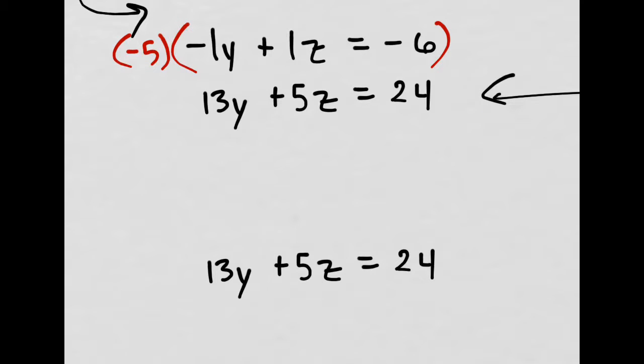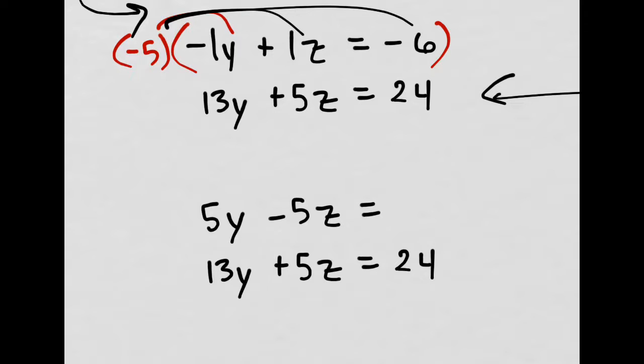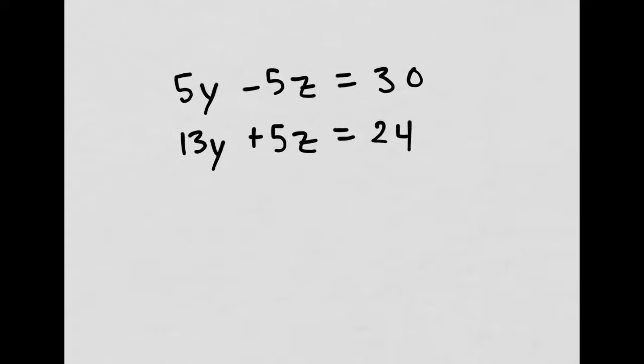Okay, so there's my bottom equation, just copied. And then this negative 5 times negative 1 is positive 5y. I'll do it in red. Positive 5y. And then negative 5z, if I distribute that, and then equals positive 30, because a negative times a negative is a positive. And then here we go.